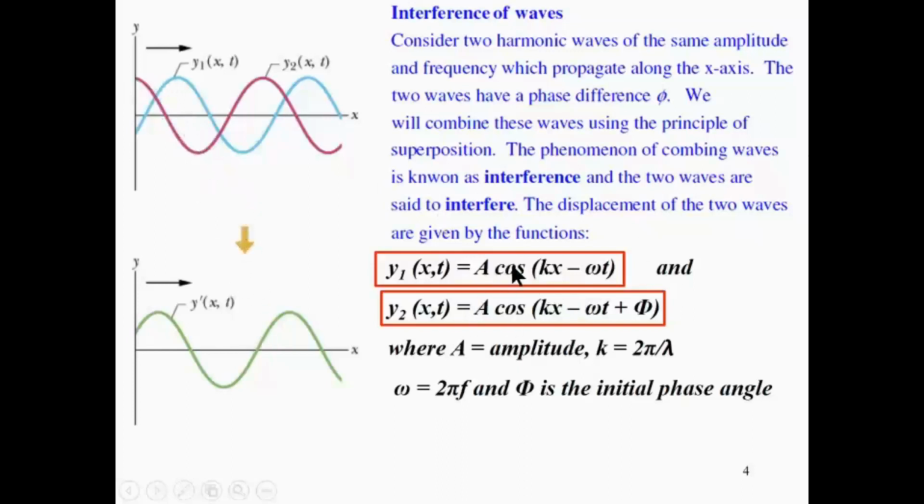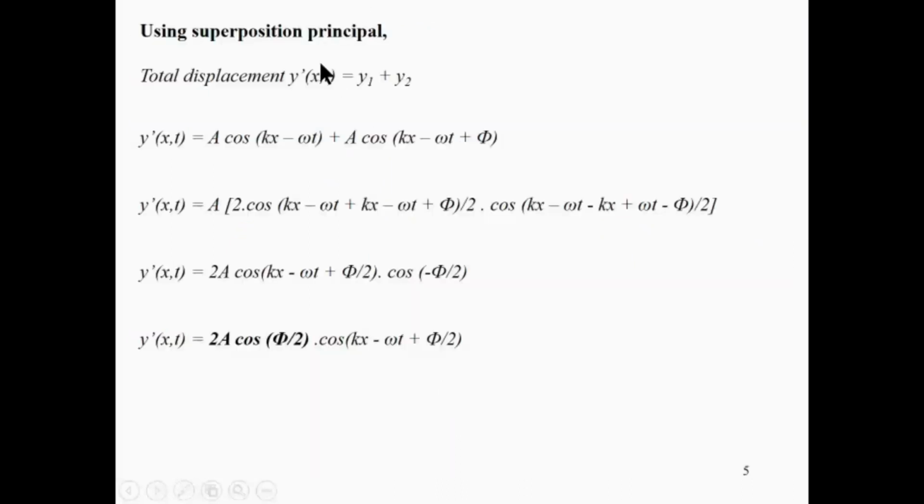Since you're dealing with cos, according to the superposition principle, the total displacement of the resulting wave will be y1 plus y2, and you are just adding these two cos functions. Then using the trigonometric relations that I showed you, you simplify that, and that's what you get. So this is the resultant wave function. If you combine two waves traveling in the same direction, having some phase difference between them, this should be the resultant wave.